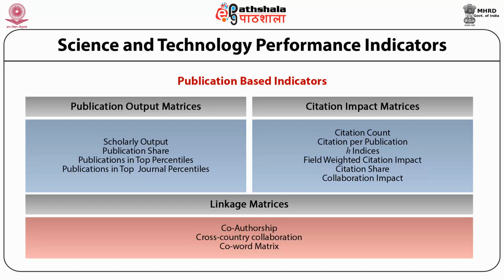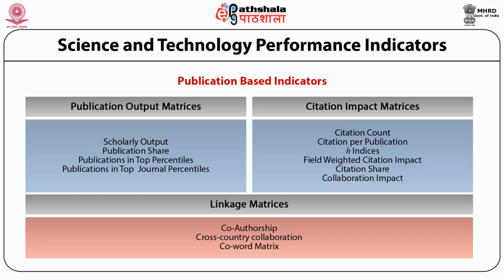Other indicators that we use are citation share of your group's publications or your national publications in a particular discipline or overall. We also look at another indicator like collaboration impact: for papers which are done jointly, what is the impact of these papers in terms of citation compared to the other papers of you or your group or the nation at large in a technological area, science technology area, or overall, with respect to the papers which are non-collaborative. Linkage matrices include co-authorship, cross-country collaboration, and covert matrices.